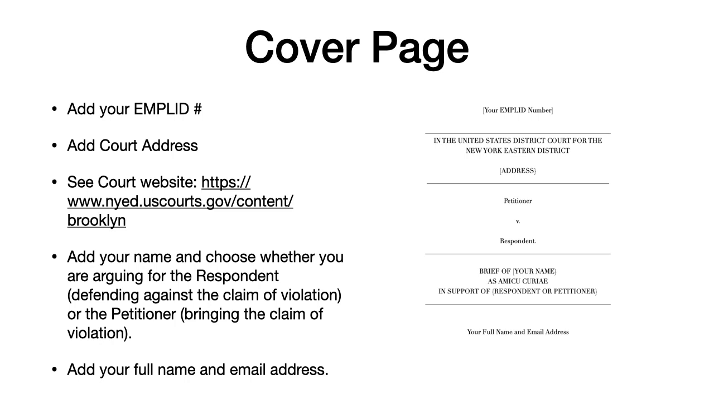So the cover page, we're going to have you add your employee ID at the top, to give it a sense of formality. You're going to look up the court address. I've given you the court website here. You can enter the court address. You're going to put your name, and then you're going to choose whether you're in support or against, meaning you're either the respondent or the petitioner, and then you're going to add your full name and your email address.